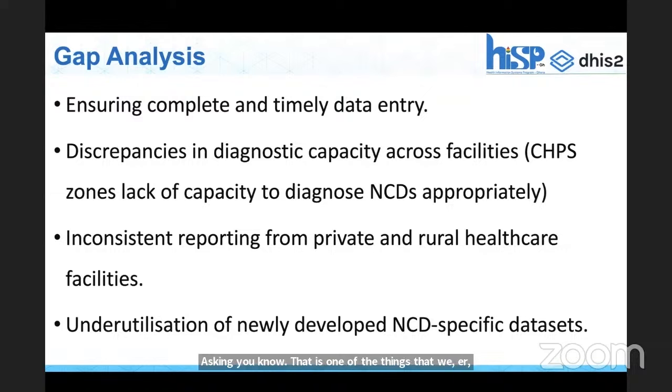And also some inconsistencies in reporting when it comes to the private facilities, as not all private facilities currently report into the national HMIS. So there is some level of gap when it comes to data availability, especially from the private and the very lower health facilities such as CHPS zones. The lack of national deployment of the new NCD-specific data sets that have recently been developed is also one of the gaps that we identified.